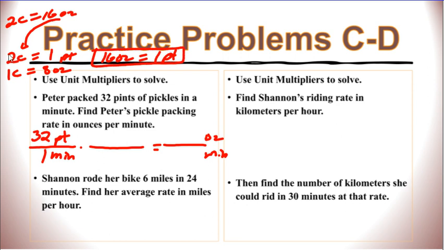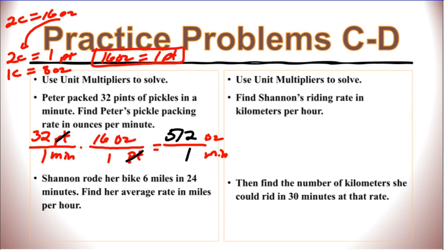So I got to go from pints to ounces. So pints is on the bottom. So 1 pint, the same as 16 ounces. Pints divide each other off. I'm left with 32 times 16, which is 512 ounces. 1 times 1 is 1. So 512 ounces per minute.